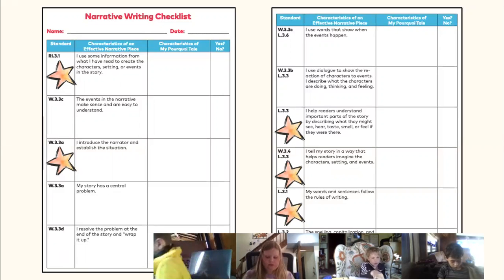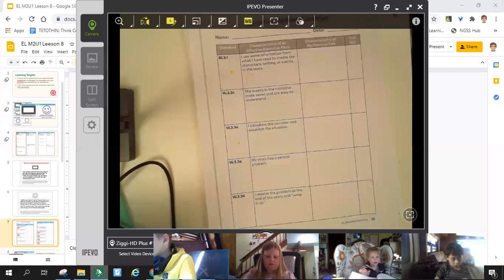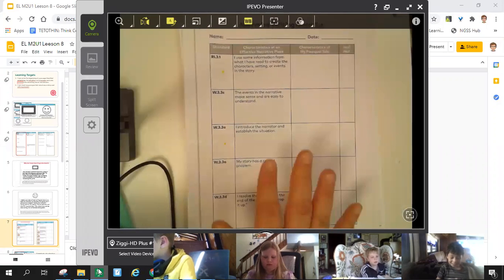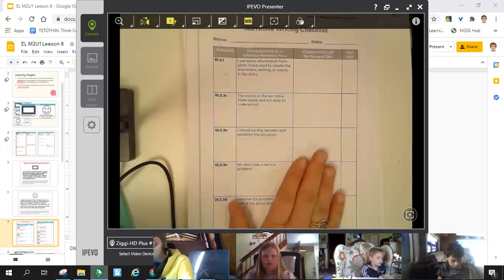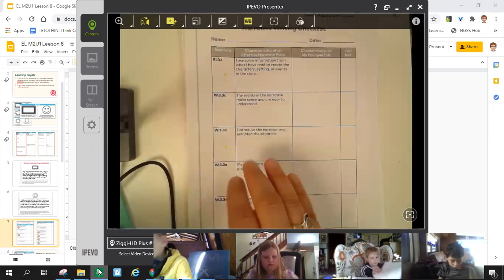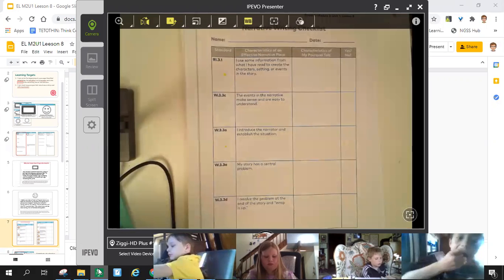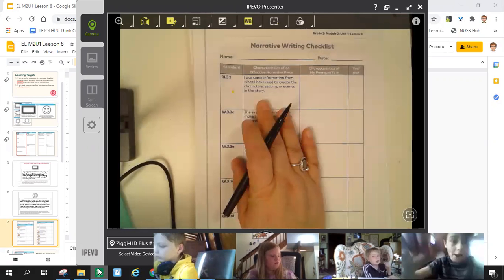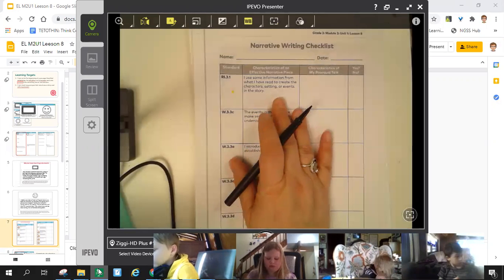A checklist is a great thing to have so you make sure that everything gets accomplished. And so I'm going to go ahead and just for a minute get out of here and use my dot camera so you can be with me, because there's my page 25. All right, so we're going to focus on a couple of parts today while we're writing. And you want to make sure that you're doing what those parts are asking. So the first one, right here at the top of page 25, says, I use some information from what I have read to create characters, setting, or events in the story.